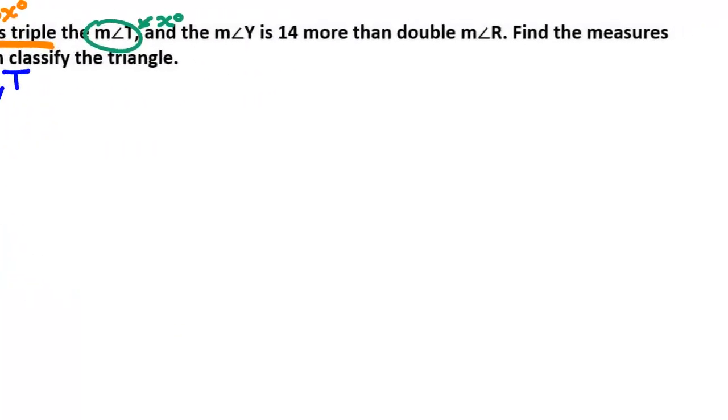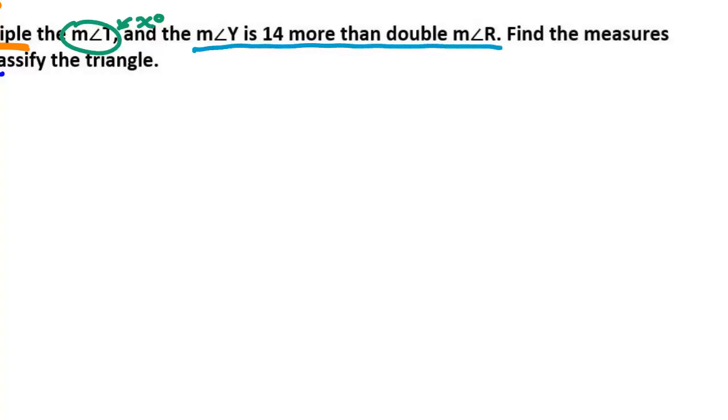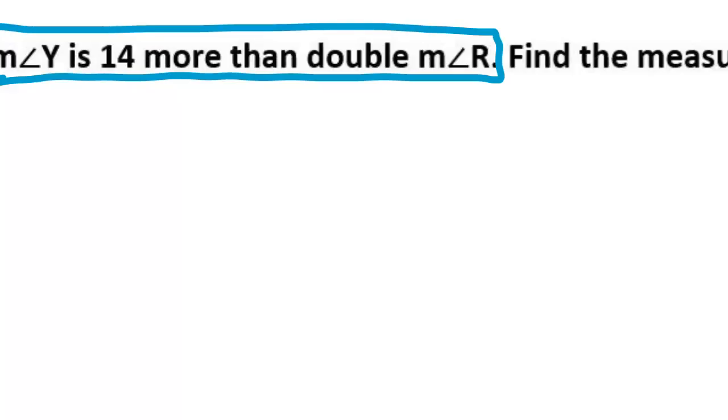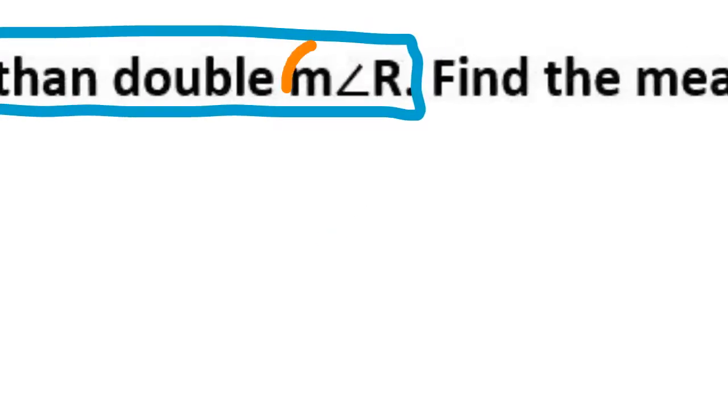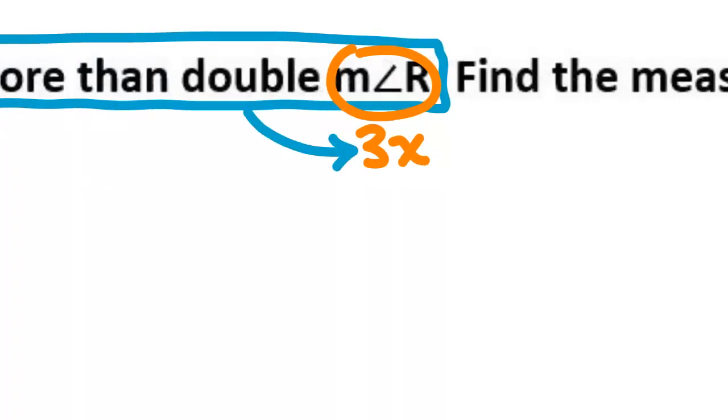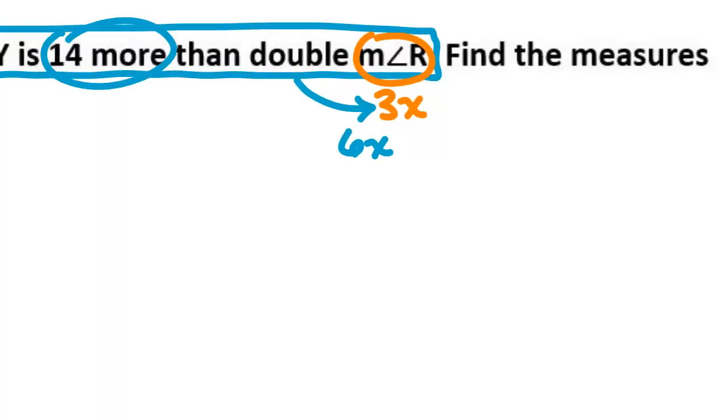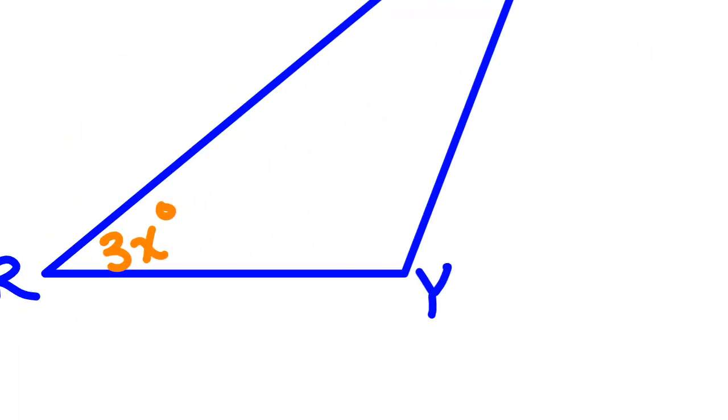And then we have the measure of angle Y, which is 14 more than double the measure of angle R. So 14 more than double the measure of angle R. Angle R is 3x. And we are wanting to double that. What would double 3x be? That'd be 6x. And then we want 14 more. So 6x plus 14 for the measure of angle Y.